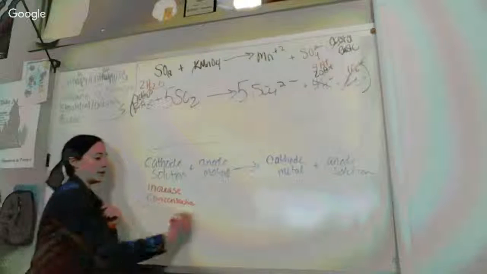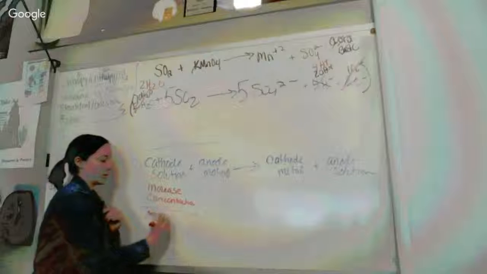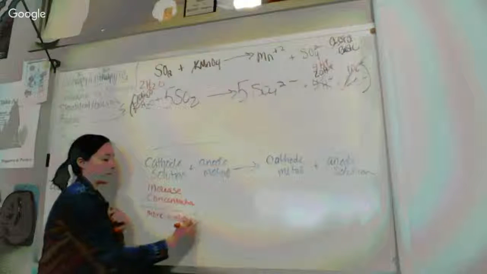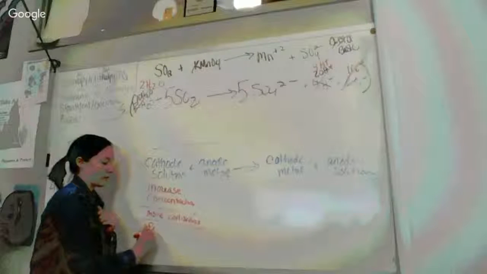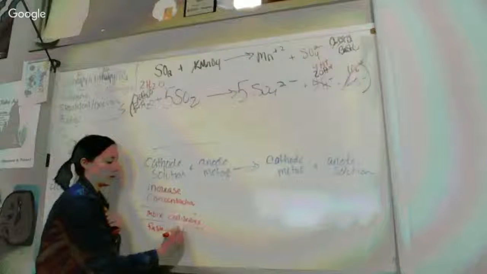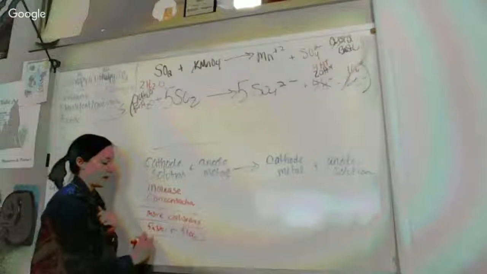So if this is increased, you get more collisions, which means faster electron flow, which means higher voltage.